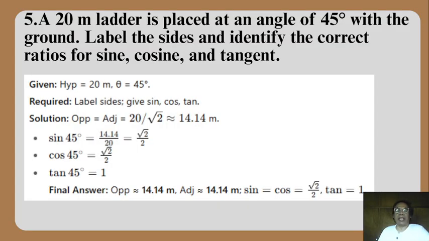So the final answer, the opposite is 14.14 meters. The adjacent side is 14.14 meters. And then the sine, which is equal to the cosine of the angle theta, is equal to square root of 2 over 2. The tangent of angle theta, 45 degrees, is equal to 1.